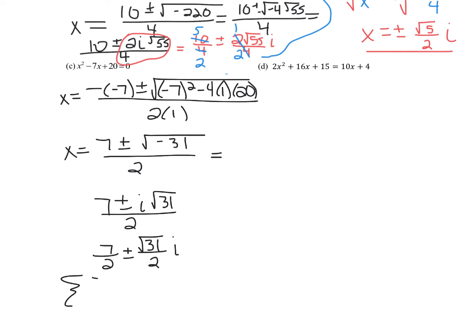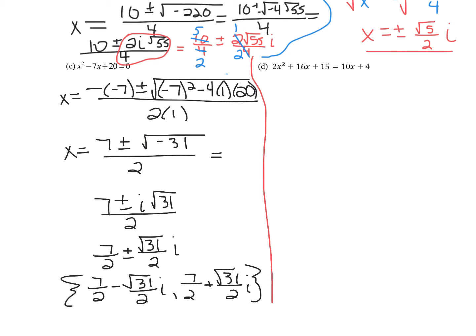I am going to write this one in the roster notation just so you can see how it would look, even though we've seen similar things like this before. So we have 7/2 minus radical 31 over 2i and 7/2 plus radical 31 over 2i. For my last one, this one I need to set it equal to 0. I get 2x squared, so 4 here, plus 6x, sorry if you can hear the lawnmower outside my house, plus 11 equals 0.